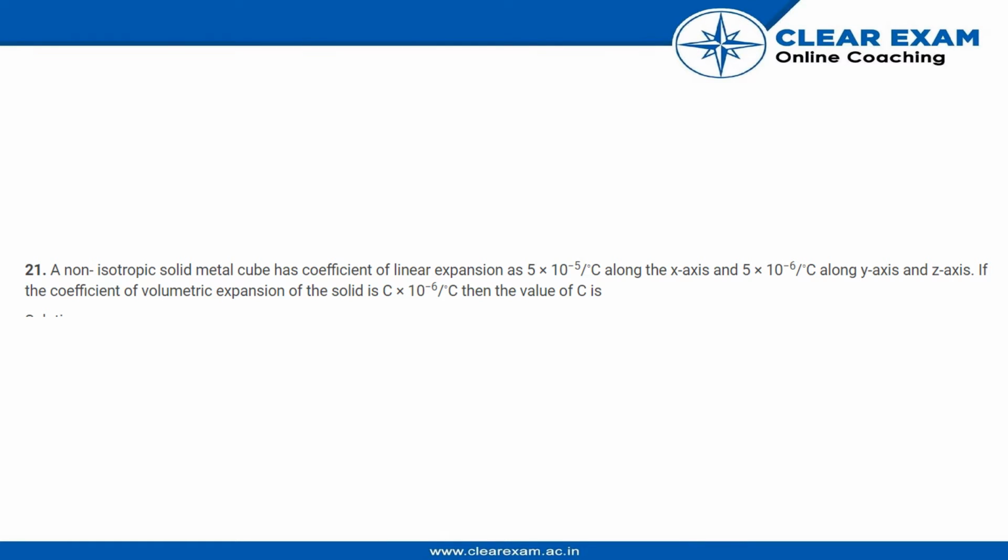So the question is: a non-isotropic solid metal cube has a coefficient of linear expansion of 5 × 10^-5 per degree C along the x-axis, and 5 × 10^-6 per degree C along the y-axis and z-axis. Now, if the coefficient of volumetric expansion of the solid is C × 10^-6 per degree C, then what is the value of C?